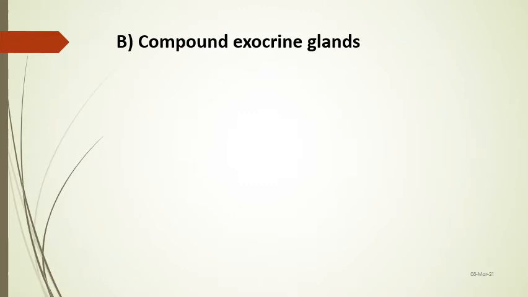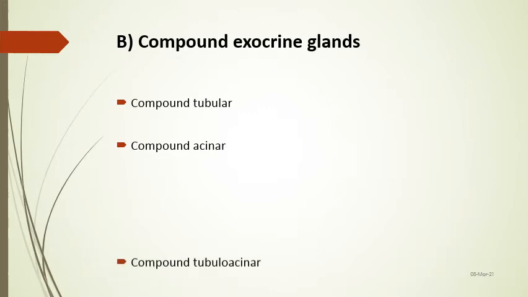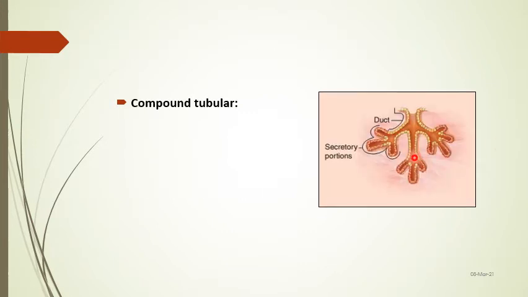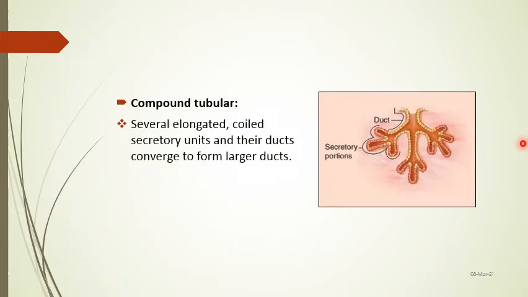Now we move to the compound exocrine glands in which the ducts are branching, and it can be compound tubular, compound acinar, or compound tubular acinar. The compound tubular: we have several elongated coiled secretory units, and their ducts converge to form larger ducts.